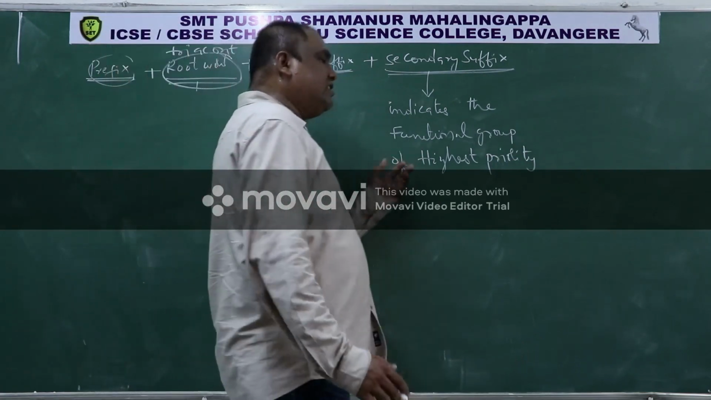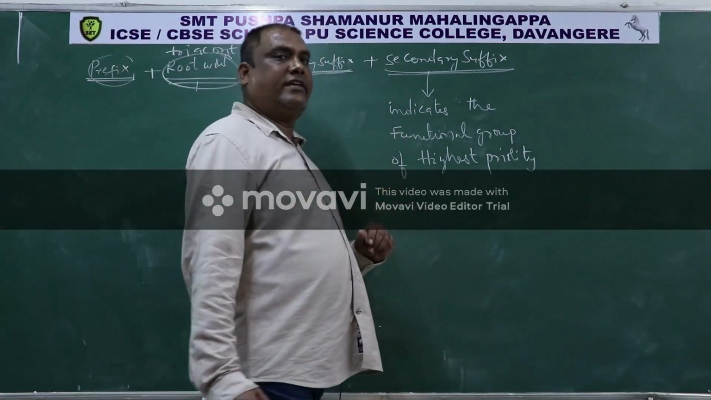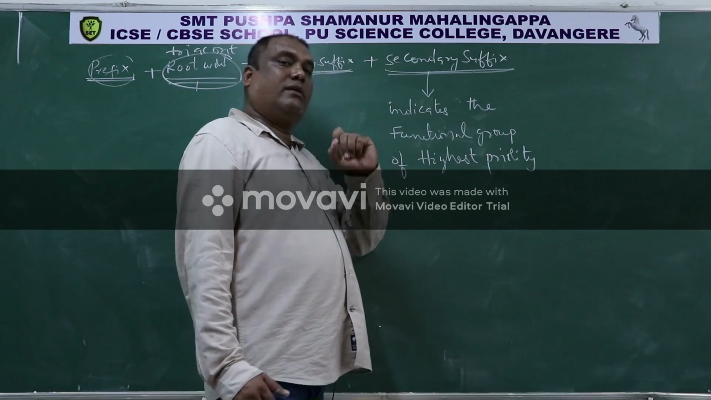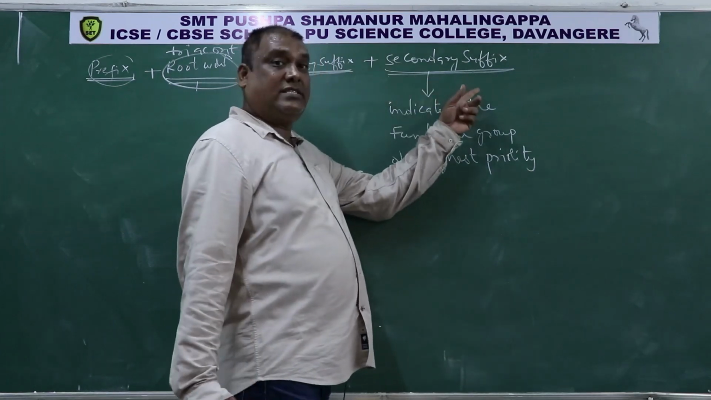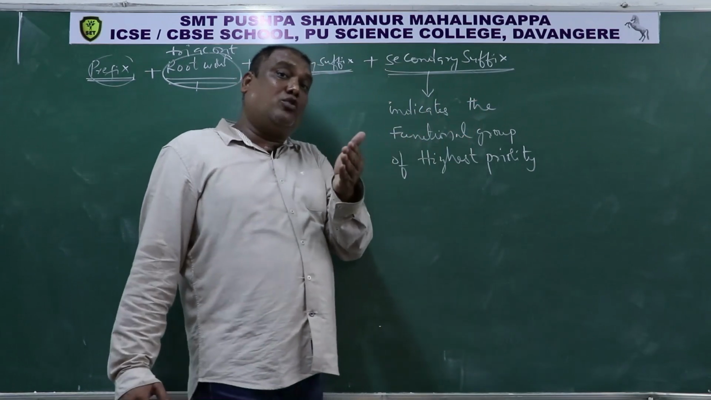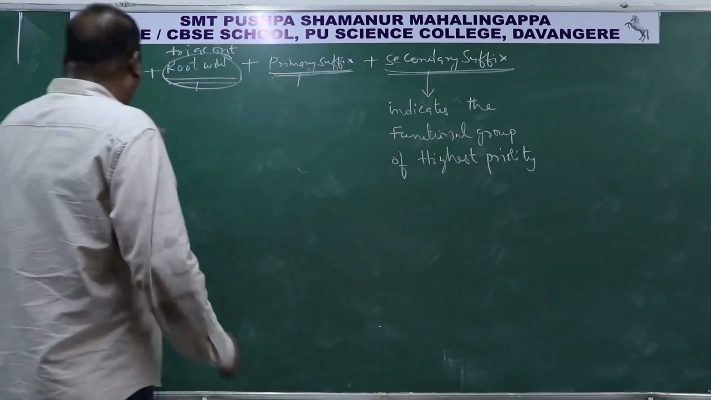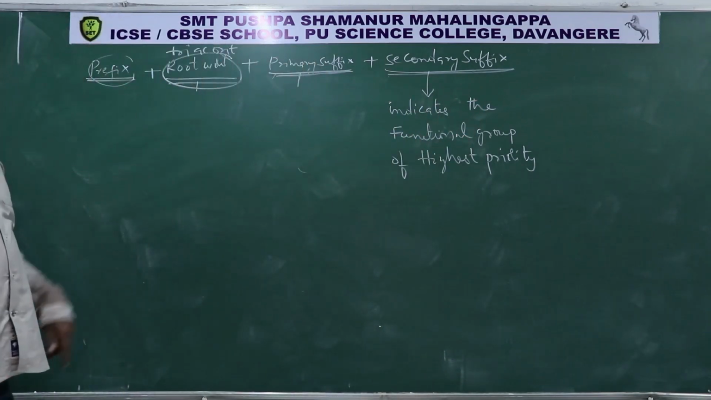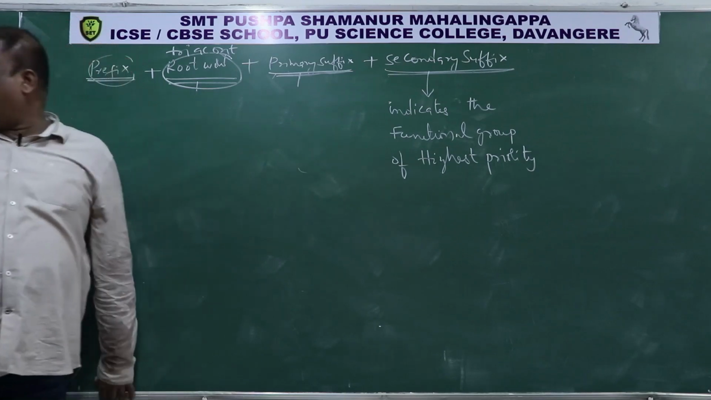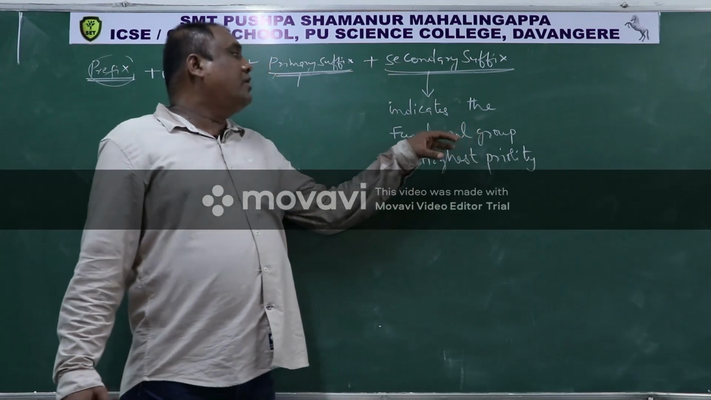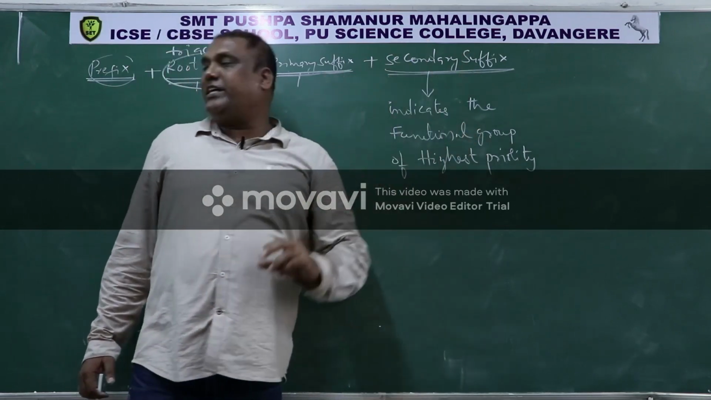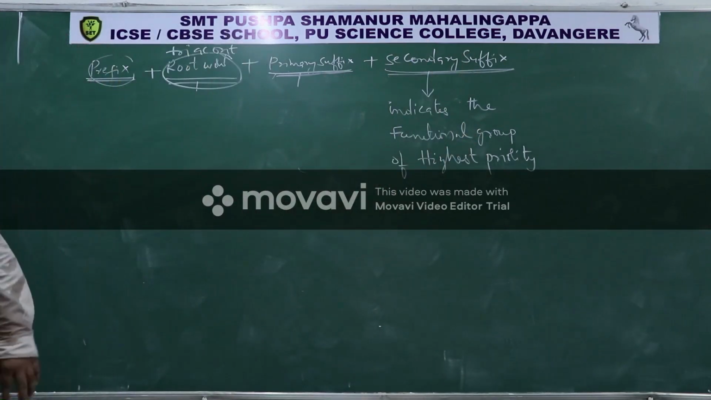Suppose some 3 functional groups are there and 4, 5 side chains are there. In those, one will become the group of highest priority. Its name will come in secondary suffix, and all the remaining functional groups and side chains, their name will come in prefix. Okay, so now for what type of functional group, what is the secondary suffix we take? That we have to learn now.